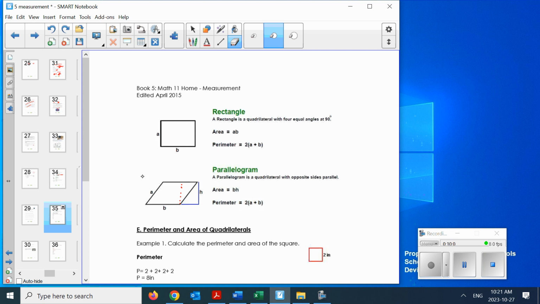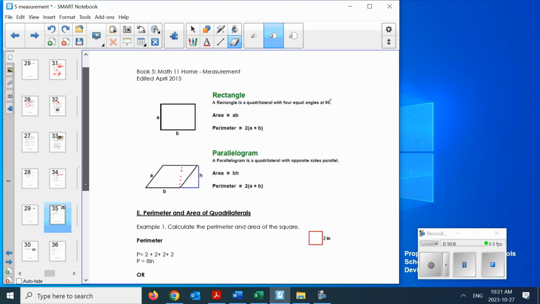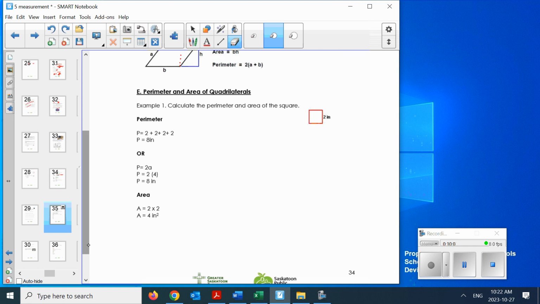That's why the base times height formula works also for a parallelogram, which is like a squashed rectangle. Perimeter, just add up.